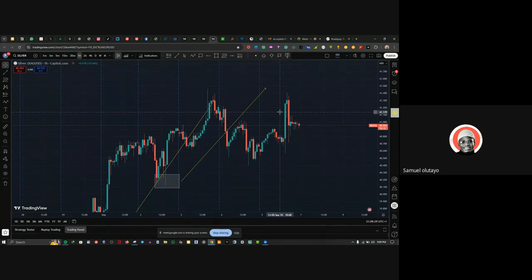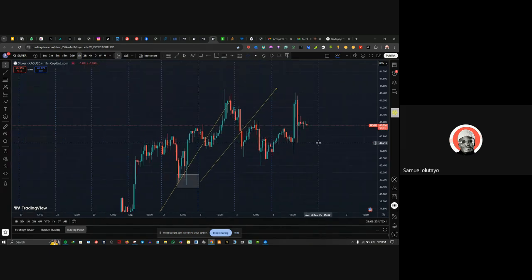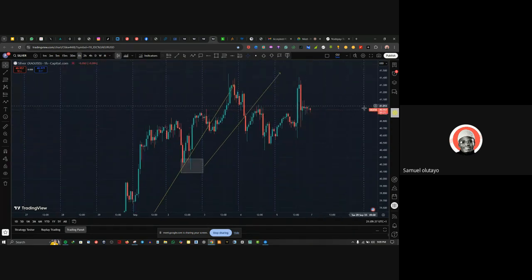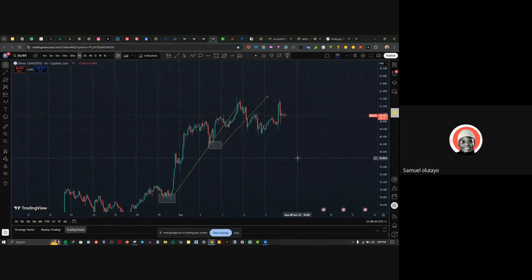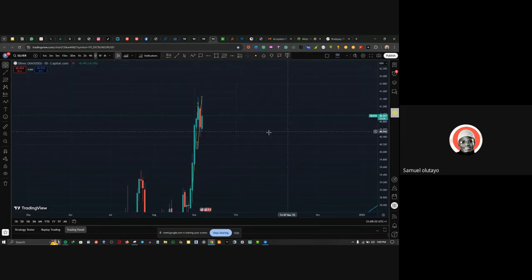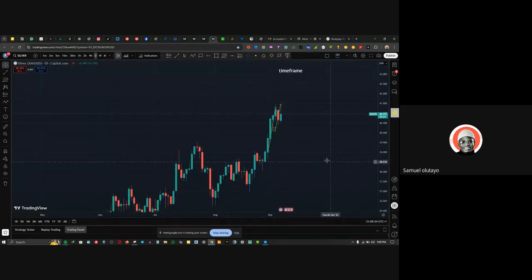So, for time frames, like I said, all of the time frames are important. All right. All of the time frames are important because if they are not important, they won't add it. But for you as a trader, you want to know where the market is going. And to be very clear on where the market is going, you are going to be using the higher time frame, from the daily time frame to the 4 hour time frame.